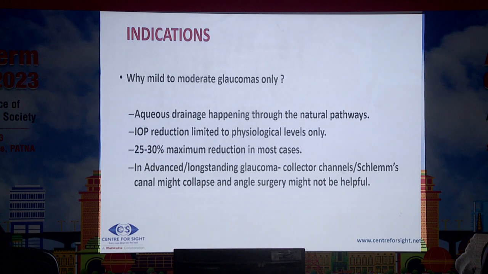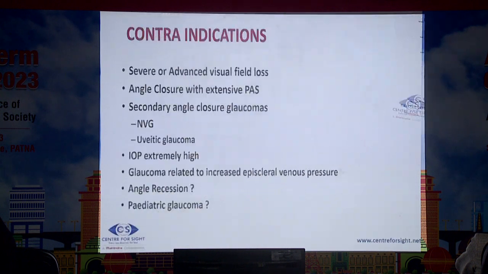Why mild and moderate glaucomas only? Because the aqueous drainage is happening through the natural pathways and the intraocular pressure is limited to the physiological levels only, where at maximum we can get around 25-30% reduction in most cases. And in advanced and long-standing glaucomas, the collector channels in the Schlemm's canal are known to collapse. So this surgery might not work in advanced cases.